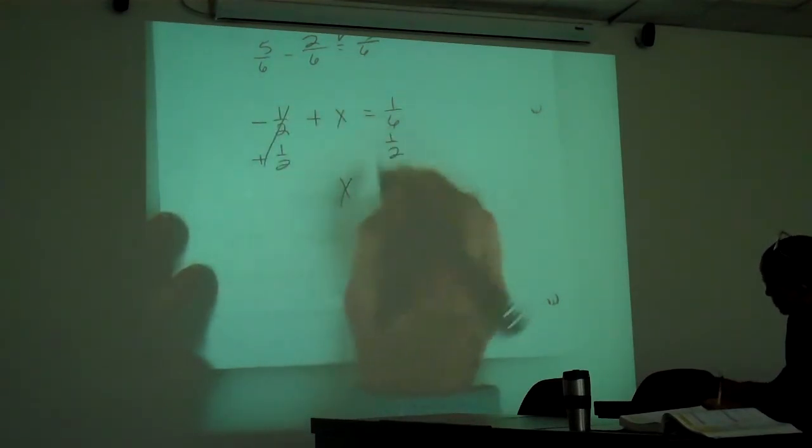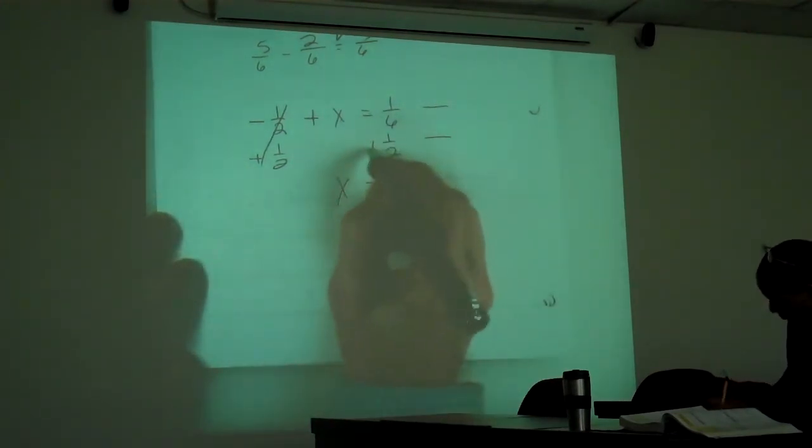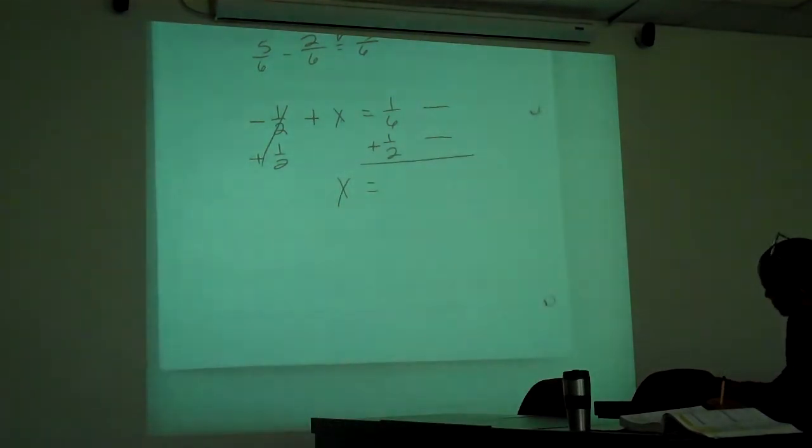That brings our x down, bring our equal down. What did we do? I didn't write the plus part. You need to always write your sign so you'll know what you're doing.